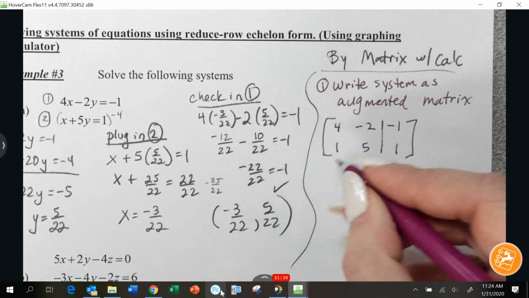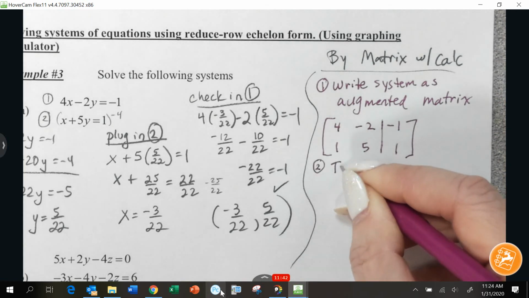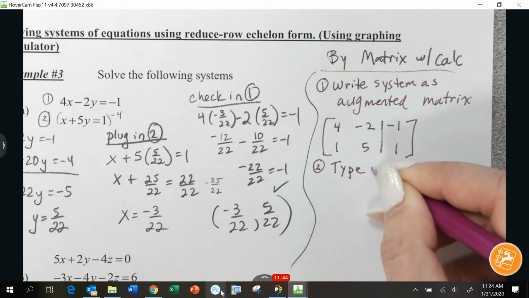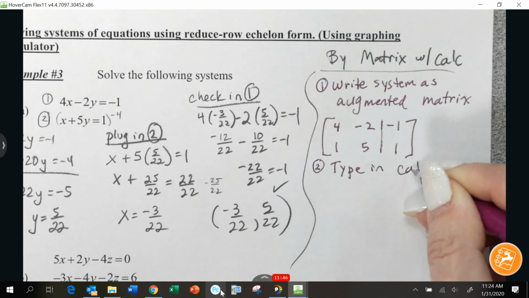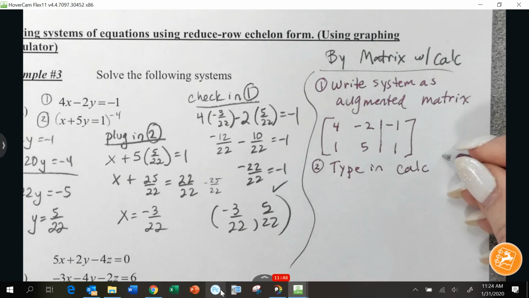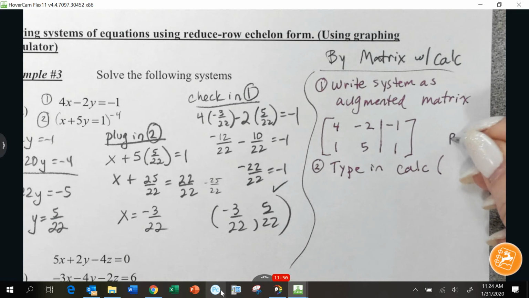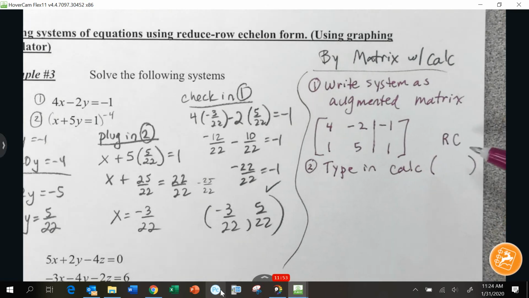The second thing we're going to do is type it in our calculator. So to type this in the calculator, we need to know the dimensions. We need to know the order, which in my notes I put RC Cola.